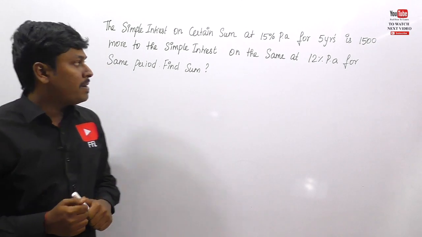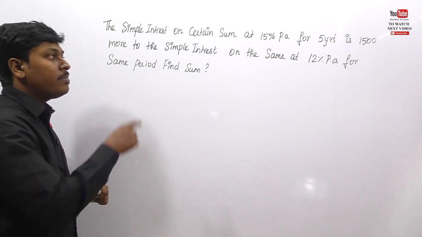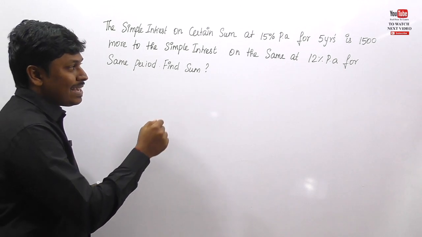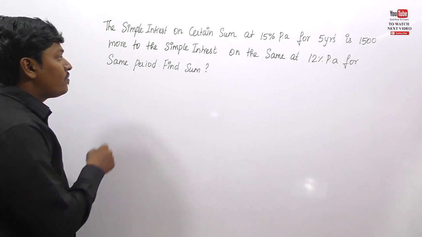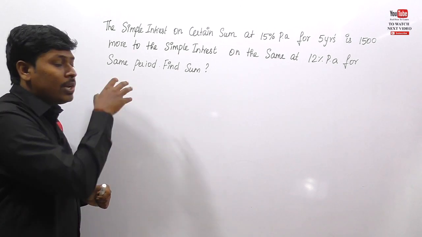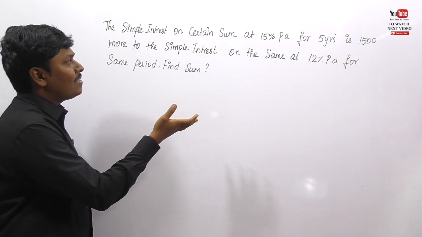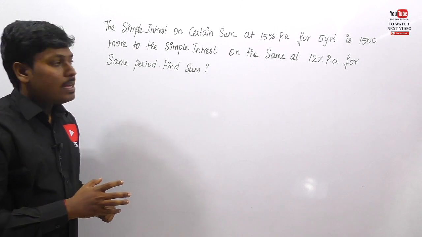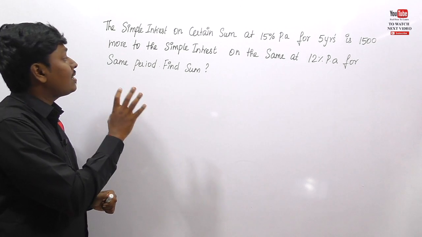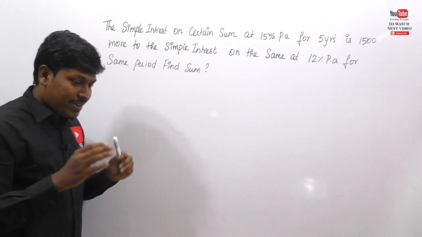Let me move on to the simple interest question. The simple interest on a certain sum at 15% per annum for 5 years is 1500 more than the simple interest on the same sum at 12% per annum for the same period. Find the sum. So friends, this question can be solved by a normal traditional method and also by using a shortcut. If you use a shortcut, we don't want pen and paper to solve this question. So friends, first of all, let me understand the normal procedure, right? The normal procedure for this kind of sum is most important, and also learn the shortcut of this question. So friends, listen carefully.